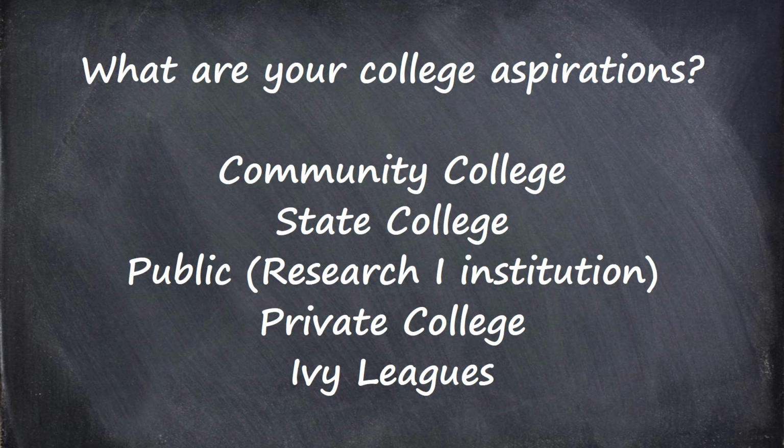For example, in the United States, we have 5 types of college institutions. They're listed here: community colleges, state colleges, public, what we call Research 1 institutions, which are more competitive institutions that generally take the top 10% of high school graduates. For example, the University of California system or the University of Texas system. It also includes private colleges and Ivy League colleges.